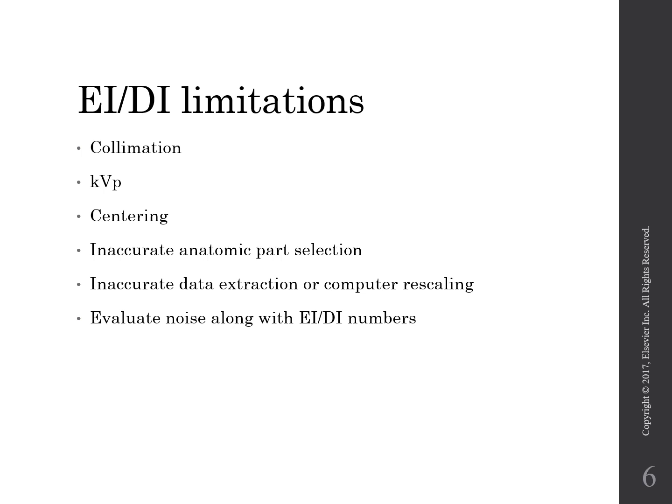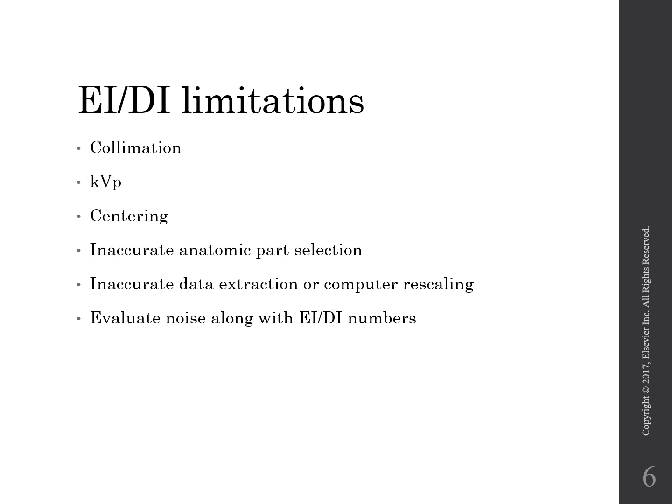Okay, now with exposure index and deviation index, there can be some limitations. Because they're generally made off of the histogram, anything that could cause a histogram error could theoretically affect your EI and DI numbers. So if you over or under collimate, that would affect your histogram. If you over collimate, you're going to have a decrease in signal or intensity. If you under collimate, you're probably going to have excessive scatter. Both of those two issues would cause a change in your histogram, which would therefore affect your exposure index.